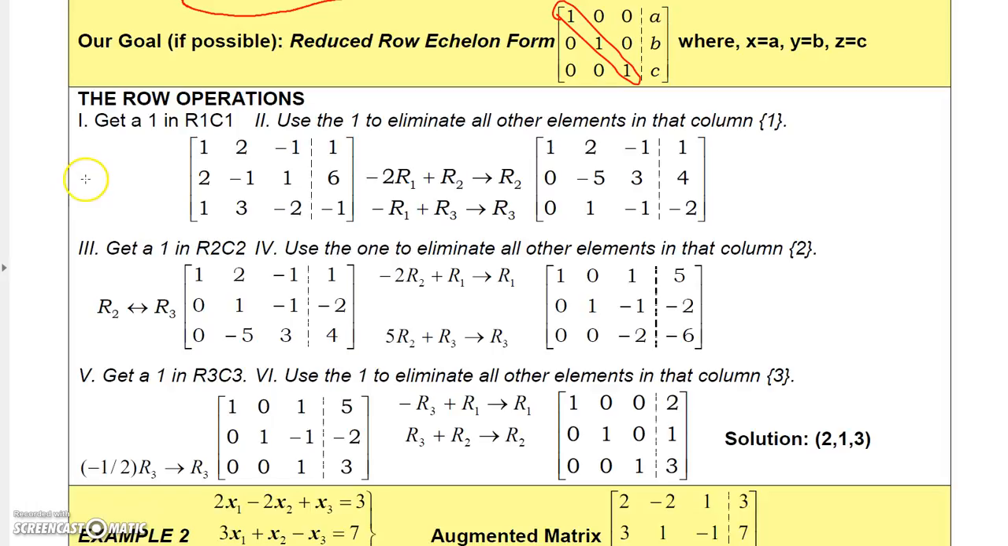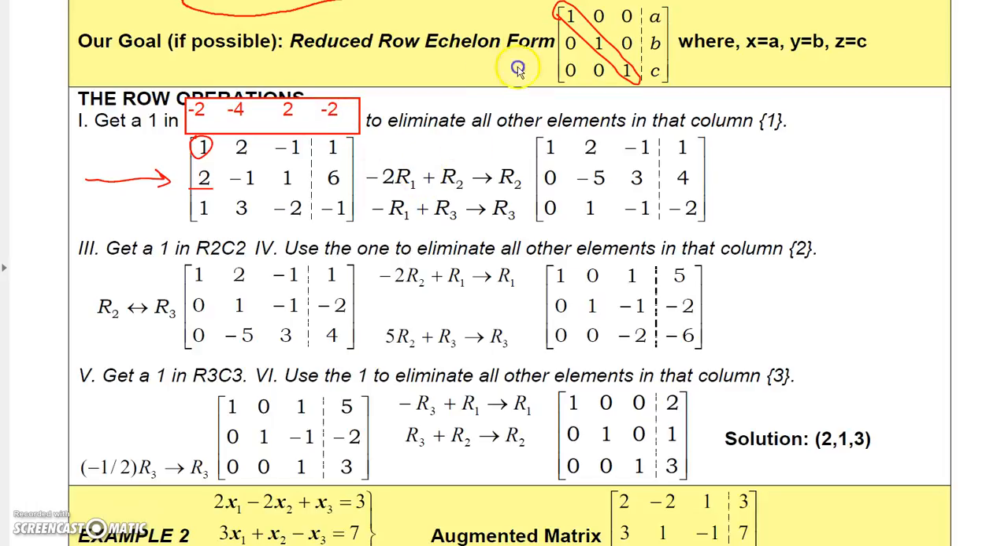So let's take a look at what we can do. Here's the augmented matrix from above. You want to get a 1 in row 1, column 1, which I already have, so we're not going to do anything to that. What we want to do is eliminate this 2. In order to do that, I have to multiply everything in this row by negative 2. If you multiply everything in row 1 by negative 2, these are the values you get: negative 2, negative 4, 2, and negative 2.